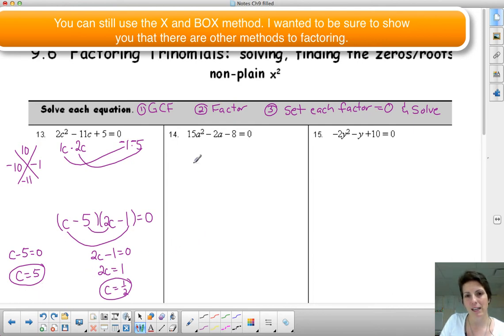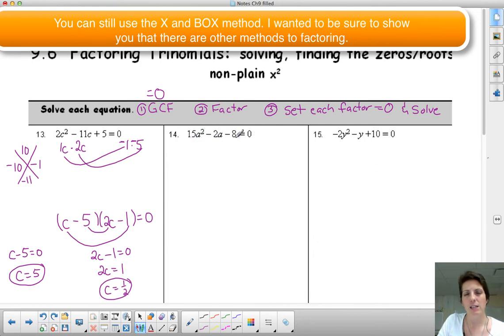Let's try number 14. Again, if you like the X in the box and you're feeling really comfortable with it, continue to use it. I want to show those of you who like the FOIL method, or the old-fashioned arrows, how your old-fashioned arrows can continue to work for you. So I'm going to do number 14 that way. So we're trying to solve. First step is to make sure it's equal to 0. I better put that in there. I'm going to put that up here at step 1, equal to 0. Once it's equal to 0, then we start in our factoring steps.